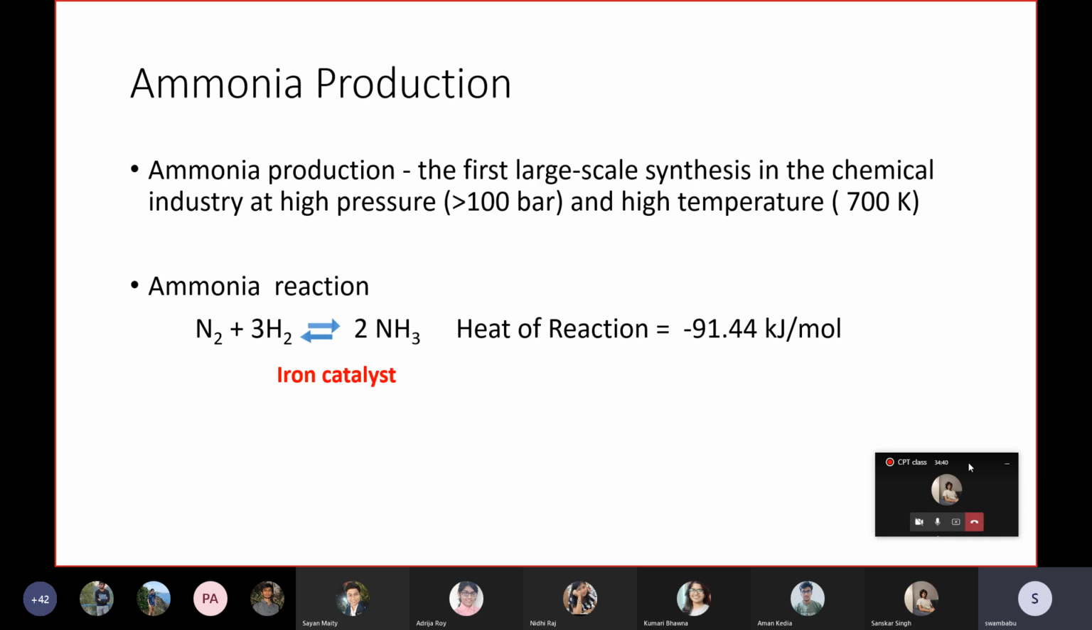So, if you want to become an entrepreneur, I think you should read this Haber and Bosch story, and get some inspiration to go deep into chemical engineering because it has a lot of potential. Trust me, it has a lot of potential.